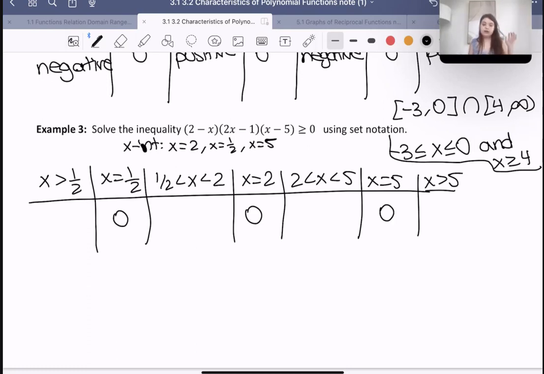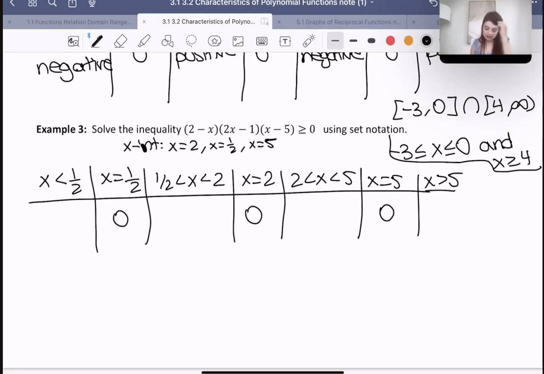Okay, so now we have to figure out, are these intervals positive or negative? Or in other words, which ones are positive or negative? So what if x is less than a half? Oh, I wrote x is greater than a half. My apologies. I meant x is less than 1/2. Let's make that clear. The only one that should be greater than would be the last one, which is x is greater than 5. I didn't mean to write greater than for that one. Everything else should be less than. Okay, so x is less than 1/2.